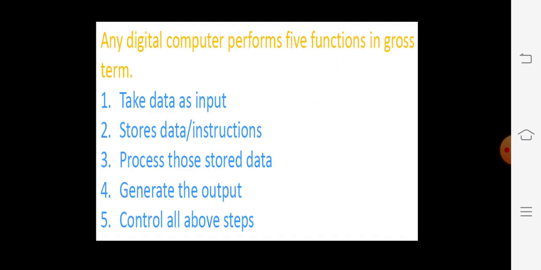Any digital computer performs 5 functions in gross term. It takes data as input, it stores the instructions or programs, it processes the stored data, it generates the output, and it can also control all the above 5.